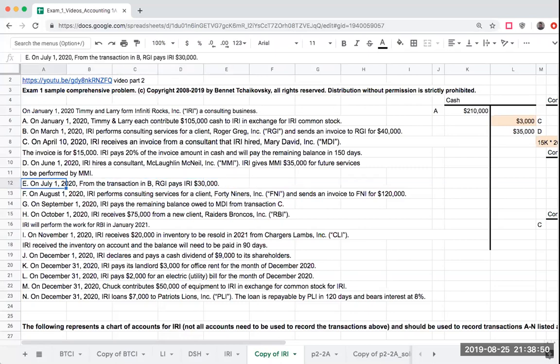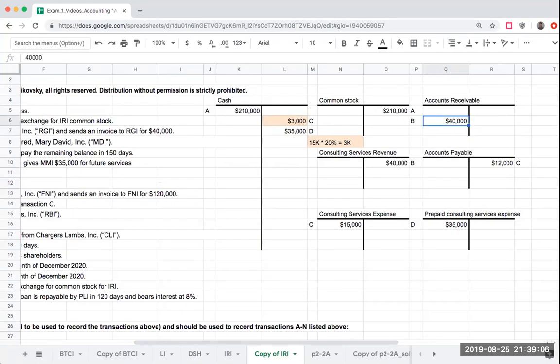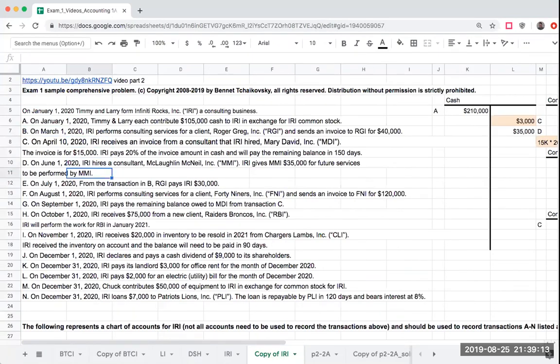So from the transaction in B, RGI pays us $30,000. Okay, so first question is, what's happening to my cash? Is it going up or down? For letter E, from the transaction in B, I performed services, and when I performed the services, I debited accounts receivable and I credited revenue. Now the client is sending me $30,000 cash. So what's happening to my cash? Is it going up or down? Up.